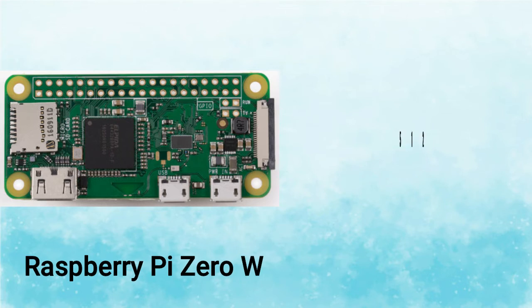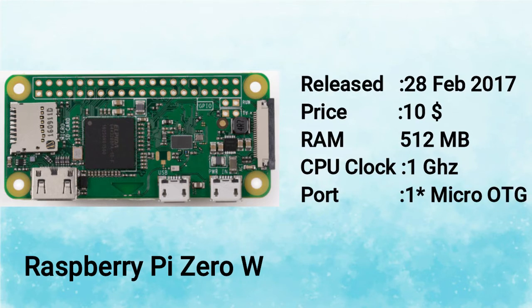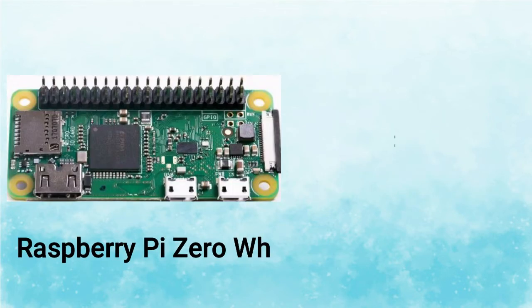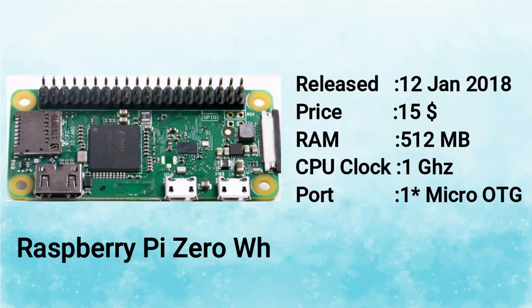Next version is Raspberry Pi 0W. It was released on 28 February 2017. Its price is only $10. RAM 512 MB, 1 GHz clock speed, and 1 micro OTG port. Next version is Raspberry Pi 0WH. It is the same as Raspberry Pi 0W, but its GPIO pins are already soldered.